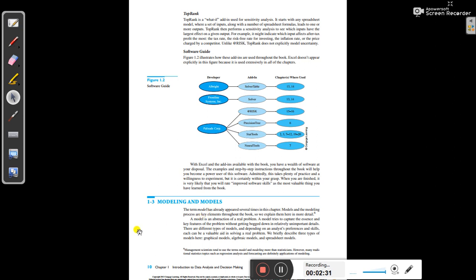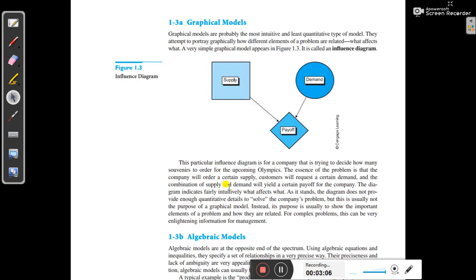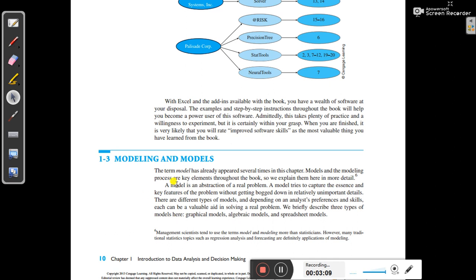So to build those in software or to run an algorithm to analyze the data or information, we need some models. Here you can see the term model has already appeared in this chapter. So models and the modeling process are key elements for this course. A model is an abstraction of a real problem. So we can visualize the real problem using different types of models.